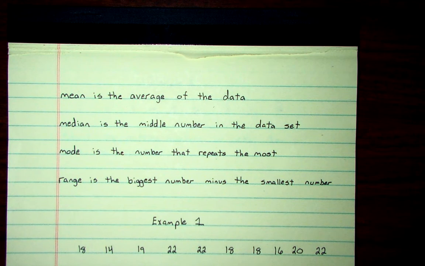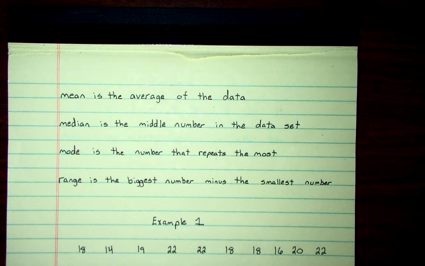The median is just the middle number. Mode is what number repeats the most. Now with the mode, you could have no mode, where no numbers repeat. You could have exactly one mode, or you could have more than one mode. You'll see some examples here in a minute. And the range, I think, is the easiest. It's just the biggest number minus the smallest number.